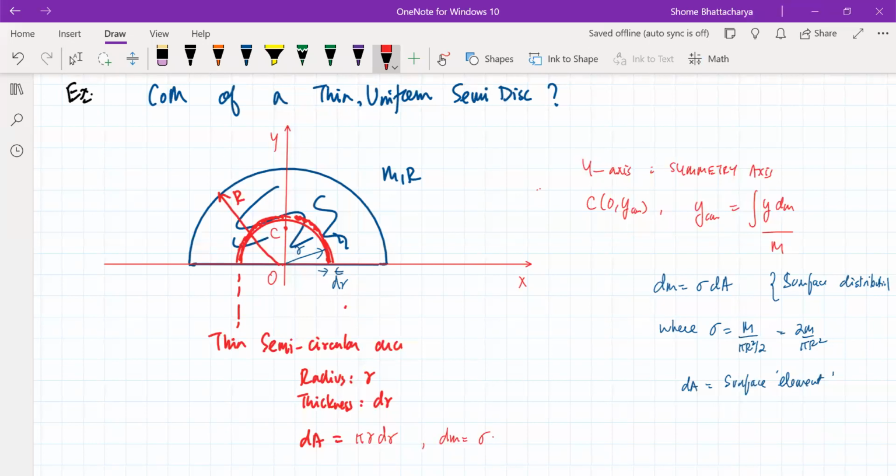So its mass will be sigma dA. Sigma from here was 2m upon pi R square, and its area is pi r dr. So the mass of that small element is 2m upon capital R square into small r dr.